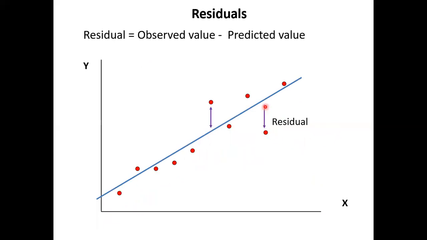Now, look at the dots here. They're not sitting exactly on the line. The distance from here to here is called the residual. So what's a residual? It is the observed value, the red dots, minus the predicted value on the line. These are called residuals. Regression analysis has assumptions on the residuals, so you must understand what a residual is.